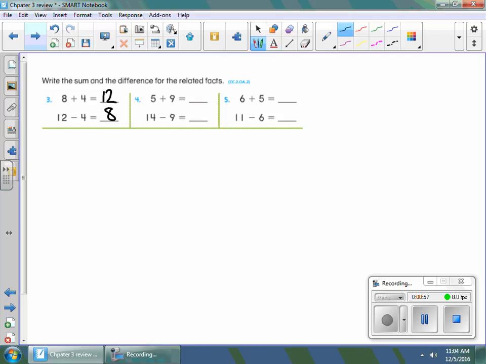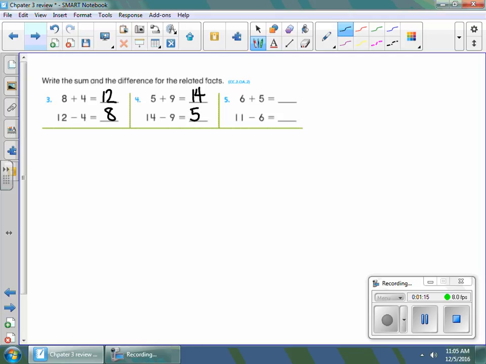5 plus 9 equals, Isabella? 14. So we now see that 5, 9, and 14 are part of a family. So that means that 14 minus 9 is equal to, Maya? Good.